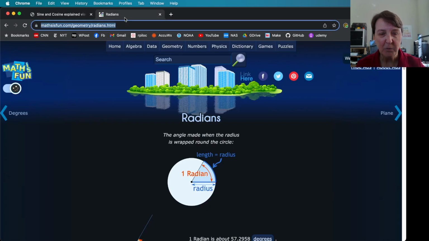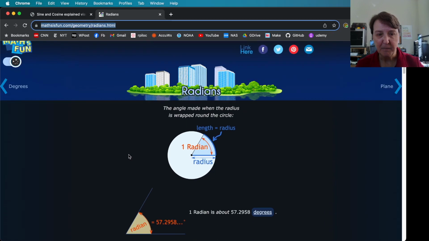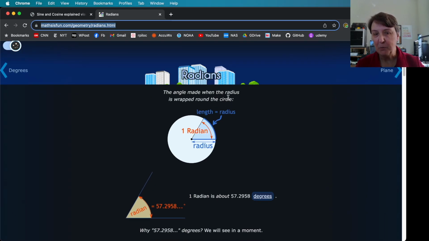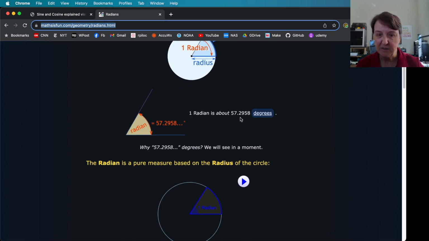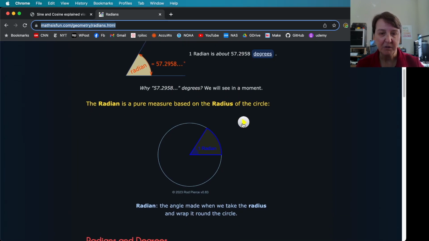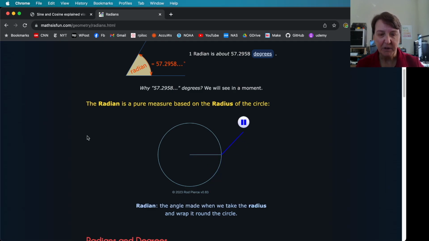And the other one I thought was pretty neat was the Math Is Fun site. It also has a nice page about radians, and it tells us a little bit about how radians are defined: the angle made when the radius is wrapped around the circle. So you take the radius and you wrap it around, and that's how you get 1 radian. It shows you a radian is about 57 degrees, and it's a pure measure based on the radius of the circle, so you can see how it got connected in there. Nice little animation to show that.